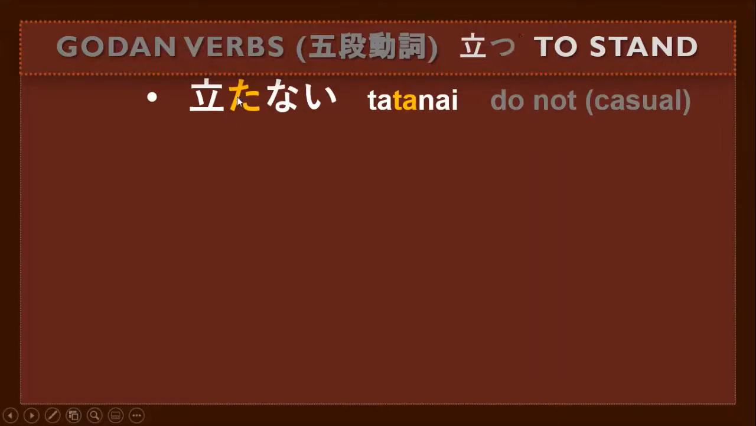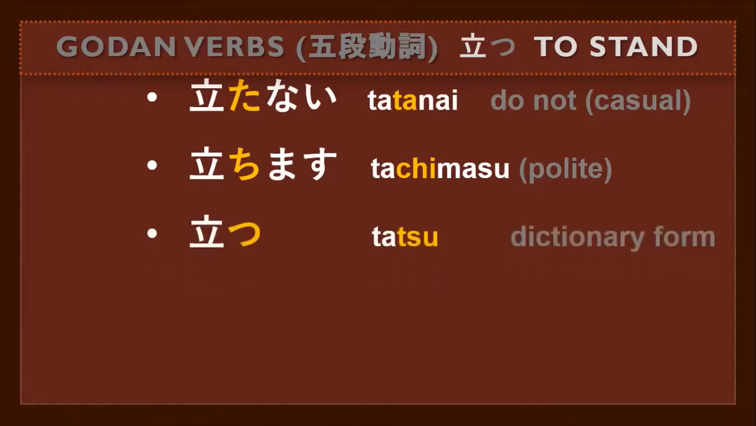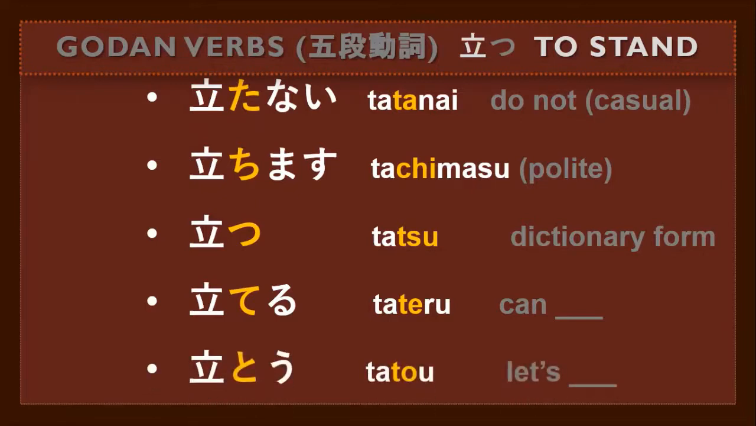So instead of tsu, we are putting ta here. The polite form, masu form, is tachimasu. Very good. And the dictionary form is tatsu. Can stand, I can stand, or they can stand is tateru. Very good. And let's stand is tatou.